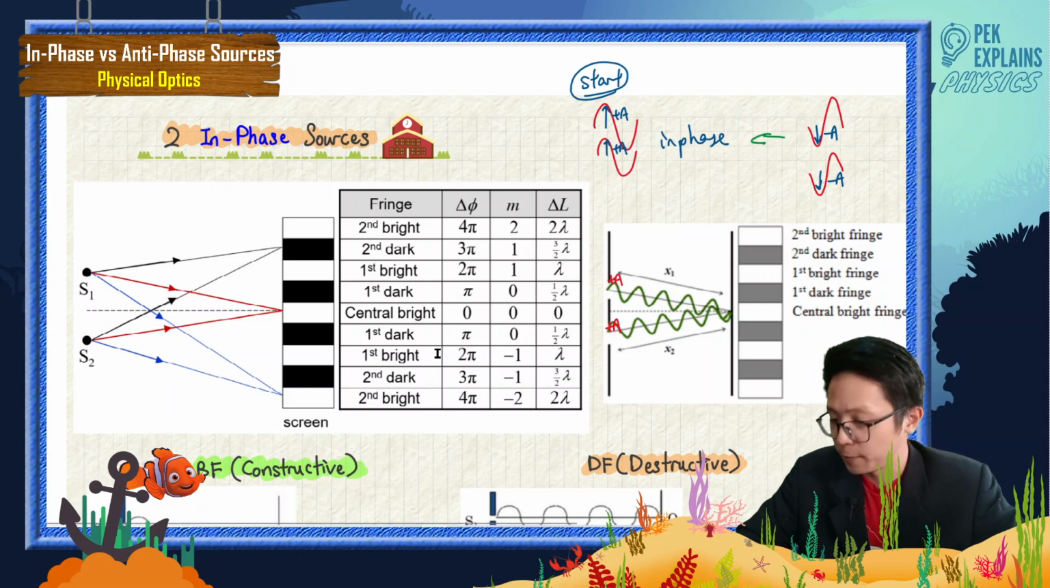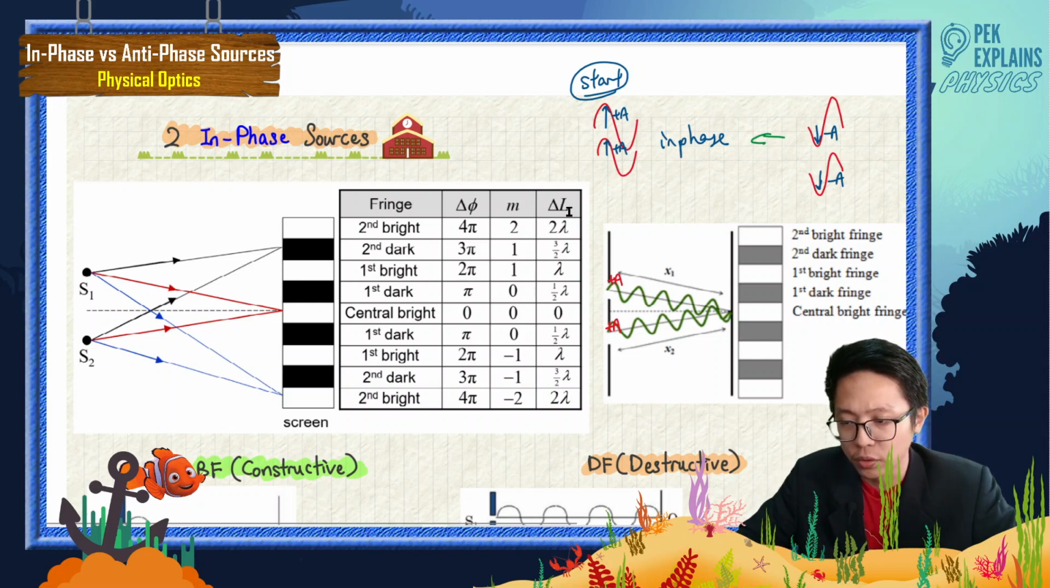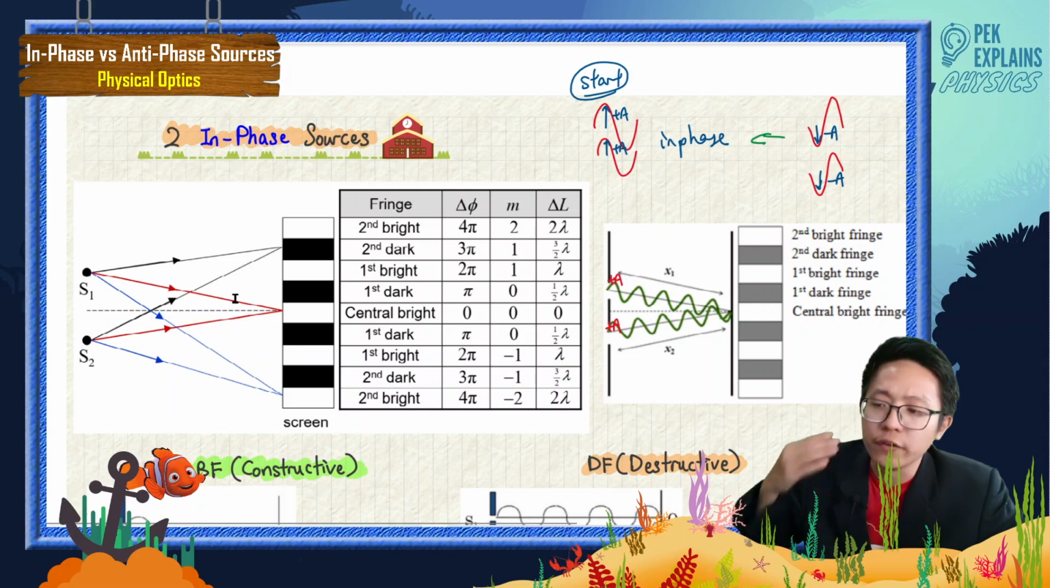Okay, so you see here, starting from the central bright fringe, as we go up or go down, you can see the path difference increases. Of course, starting from the central bright fringe, as we go to one side, one of the waves has to travel a longer and longer distance, isn't it? Because as we go up from the central bright fringe, S2 has to go even further.